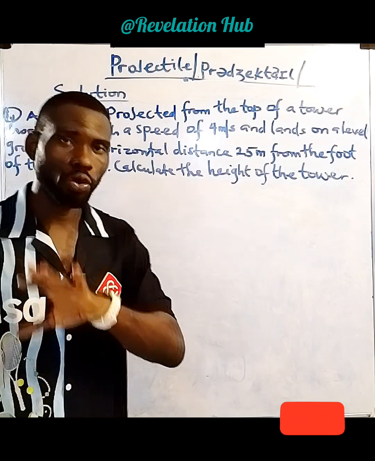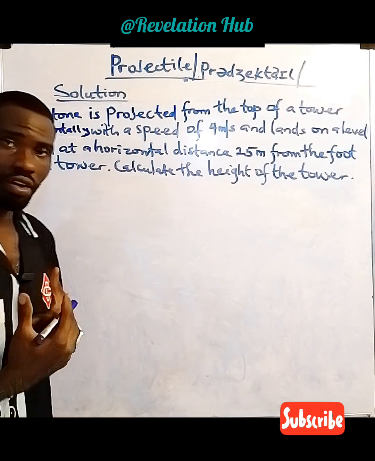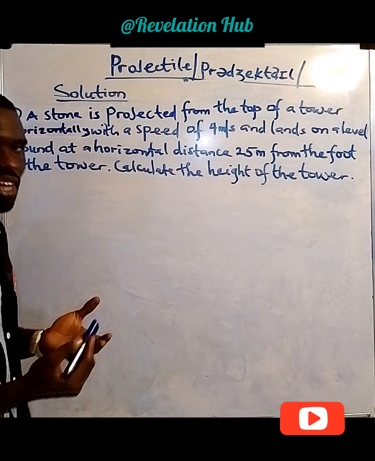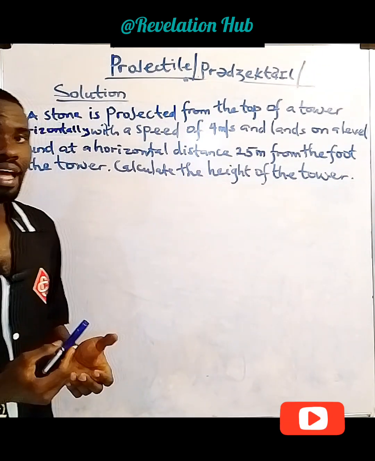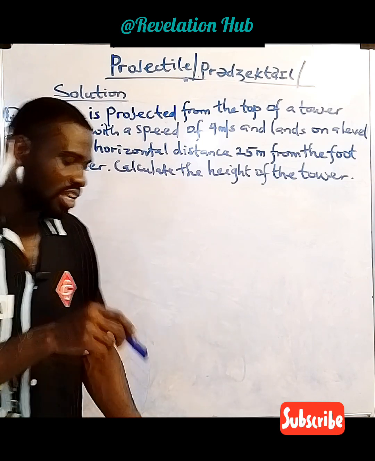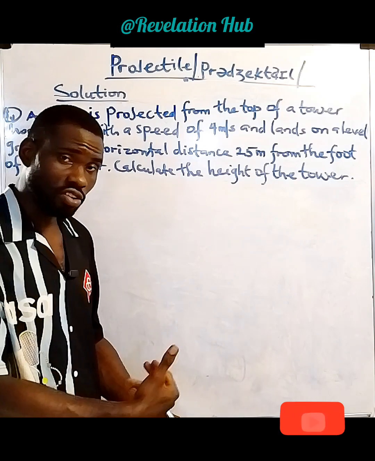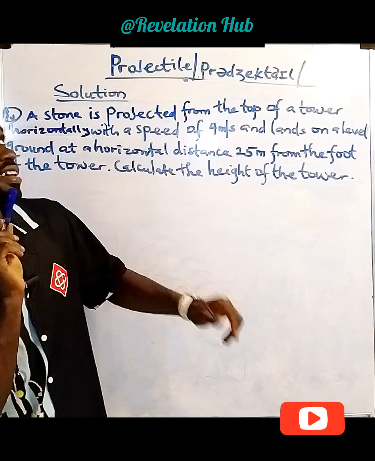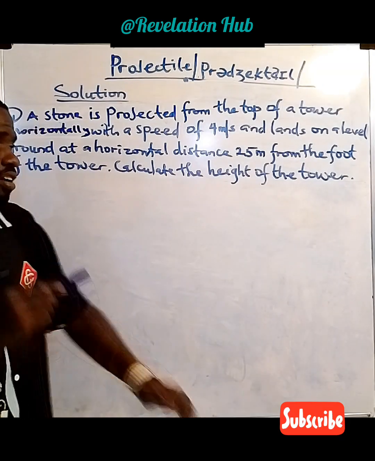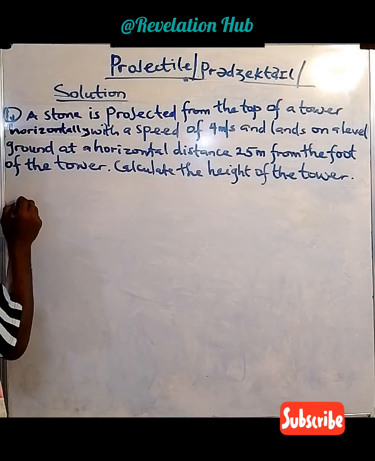And there's something I want to note. This question looks quite different from the previous questions we've solved. One thing I want to take note of is this: the stone was not projected at any angle. Unlike the other ones we worked on, where the body was projected down at a given angle against the horizontal, or projected up like this, in this question the body was just projected horizontally like this. So it's quite complex, but very simple.